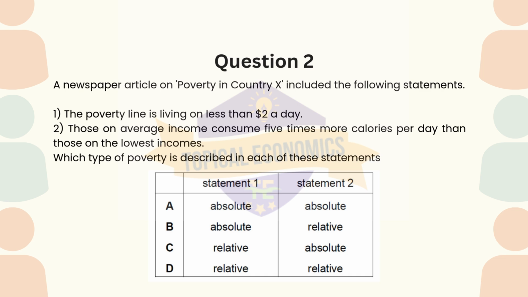And lastly, coming to option D, now both relative. So this fails to recognize that statement 1 is about a fixed threshold necessary for survival. So that makes statement 1 absolute. So the correct answer for this question is option B, absolute and relative.